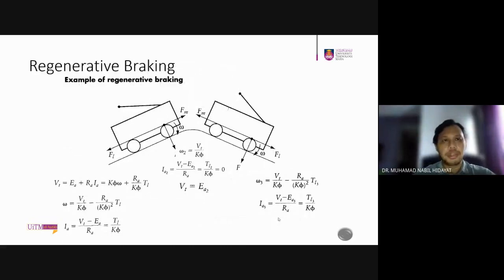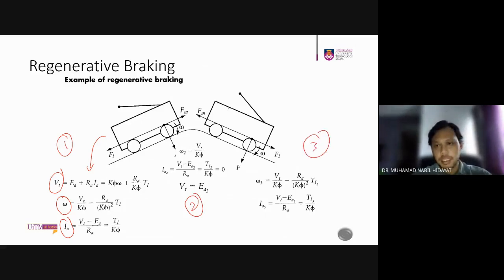And if we put it into the equations, we would like to find the value of VT. If we are provided with the values of RA and IA, we can find the speed and also the current, and also the torque for this operation. So this is for condition number 1, condition number 2, and condition number 3.